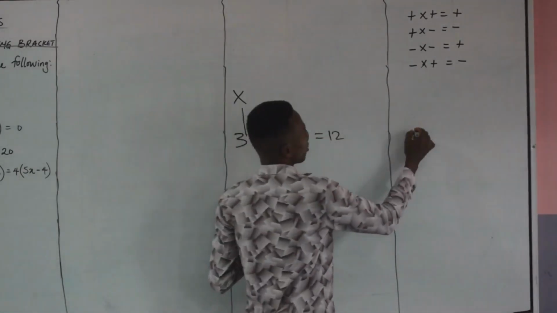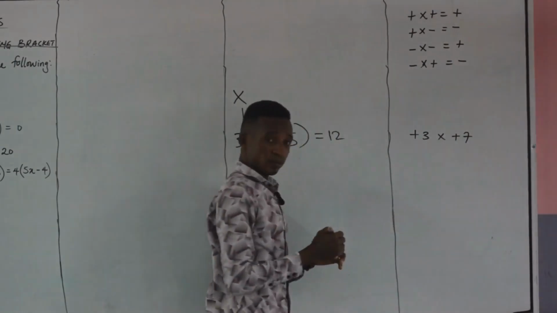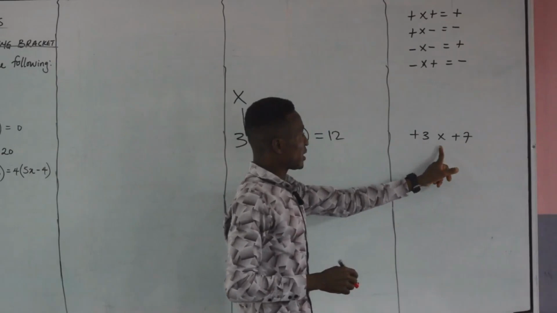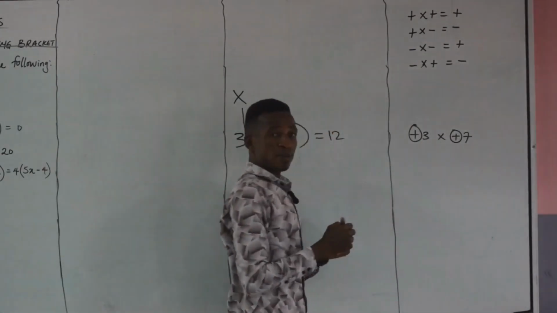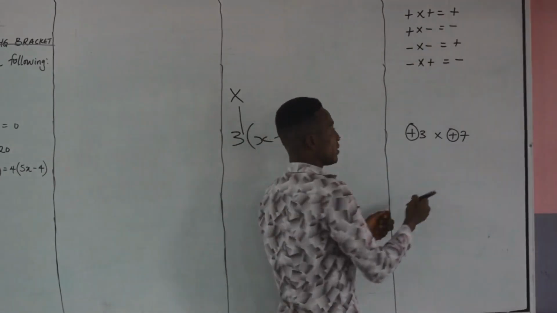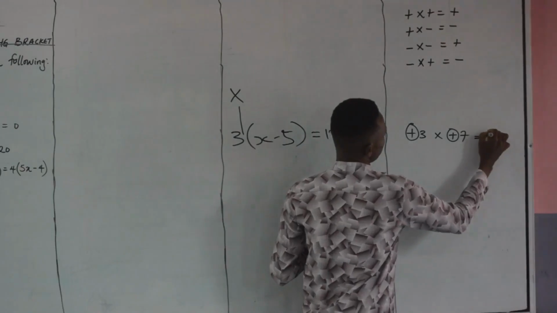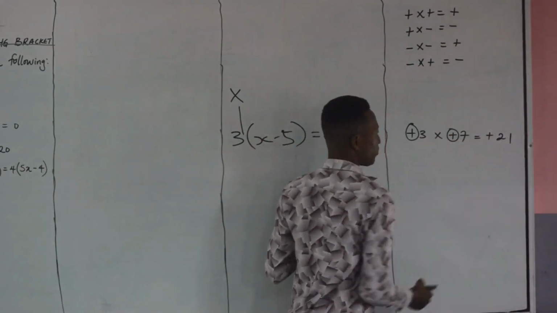Now when you have plus 3 multiplied by plus 7, in this case plus times plus, I'm taking the sign first, plus multiplied by plus, just like what we've done here. When you are multiplying the same sign, plus multiplied by plus will give you plus. Then multiplying the numbers, 3 times 7 gives us 21.